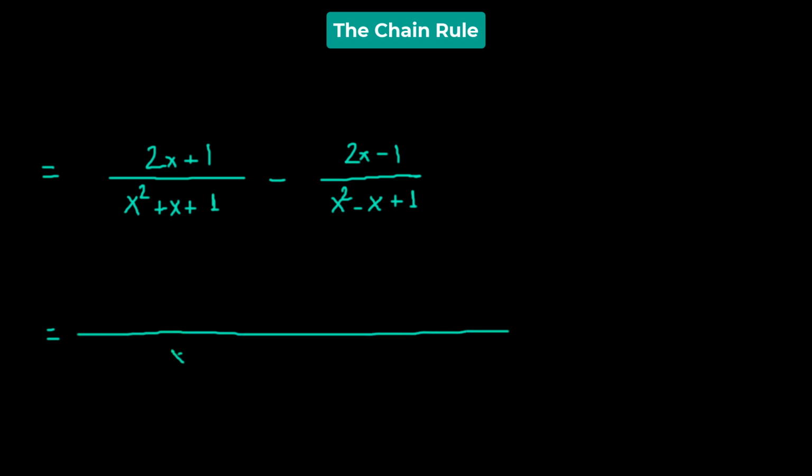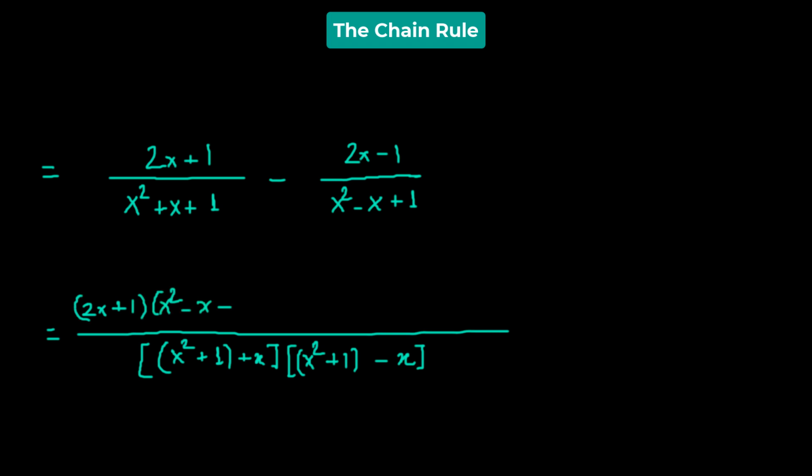x squared plus 1 plus x. So this is the first denominator, multiplied by x squared plus 1 minus x, which is the denominator of the second rational function. So we have in the numerator (2x plus 1) multiplied by (x squared minus x plus 1) minus (2x minus 1) multiplied by (x squared plus x plus 1).